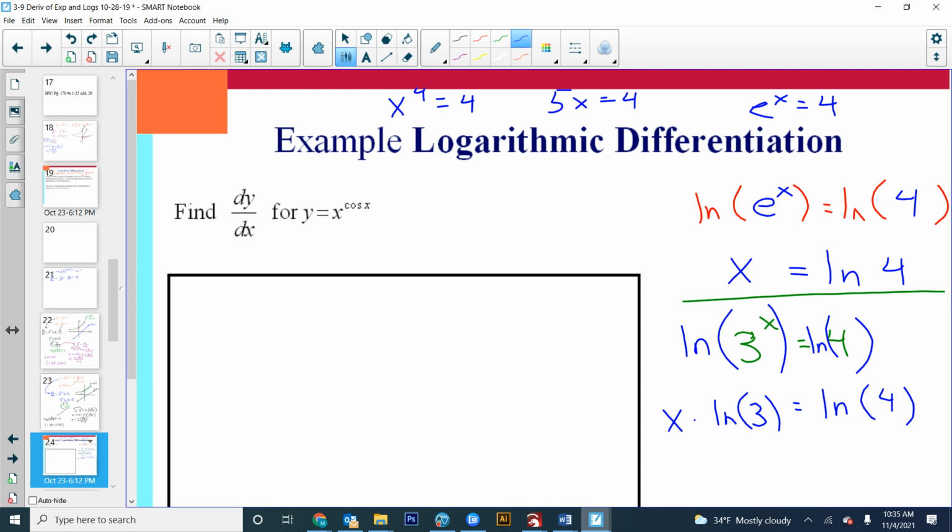All right. Back to our story. We don't have a rule for this. X to the cosine x. There's no rule for it. Try the a to the u rule. It's not an a to the u. It's an x to a u. So we do a process called logarithmic differentiation. We're going to ln both sides. Yes, write this down.